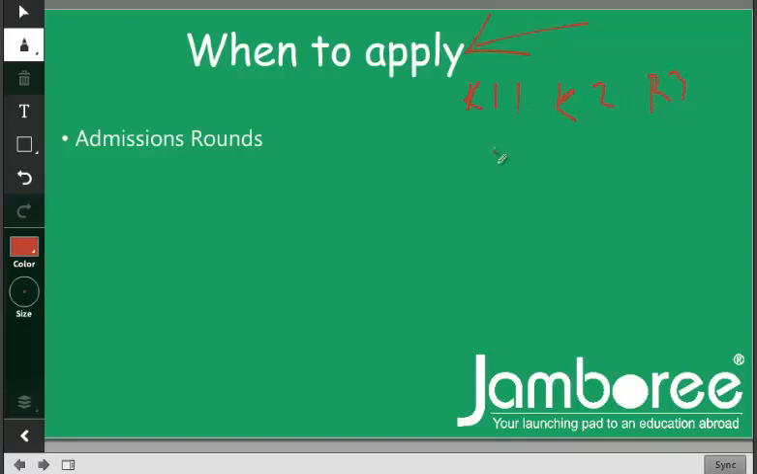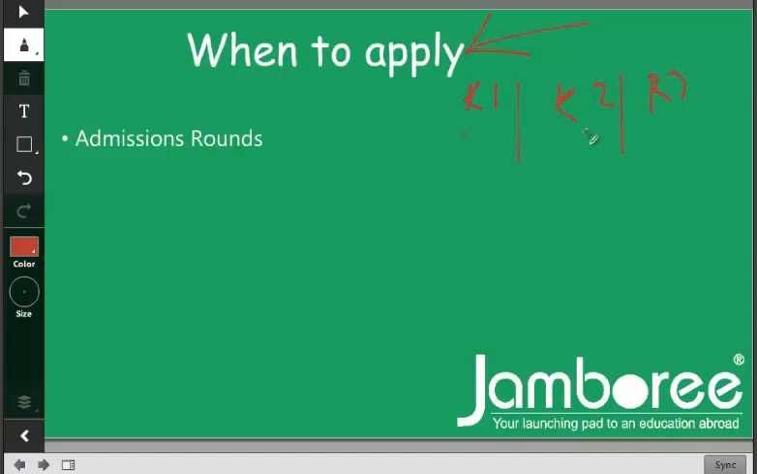So let's say the round 1 deadline is October 1. All the applications that they have received till October 1 will be assessed in one go. Then the next round is, let's say, December 1. Whatever applications they receive from October 1 to December 1, they are going to review in one go. So that's why there are different rounds.